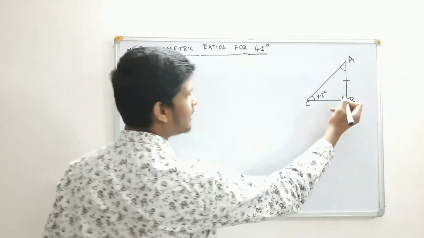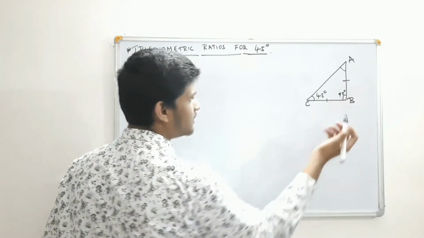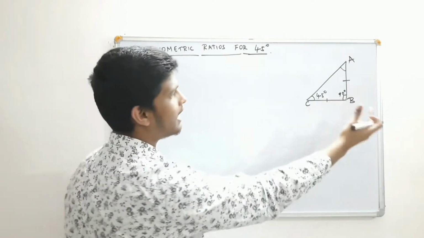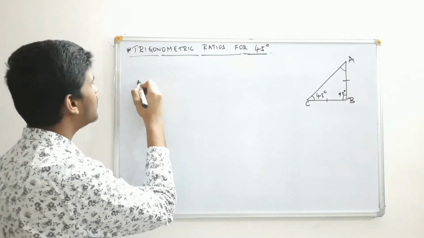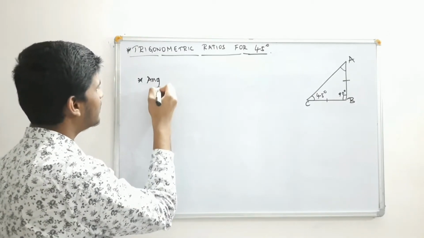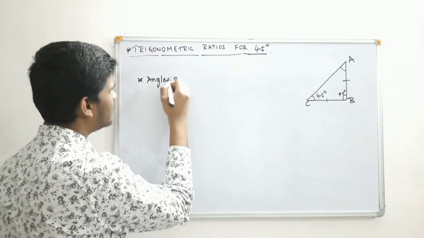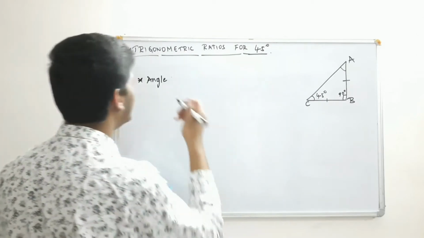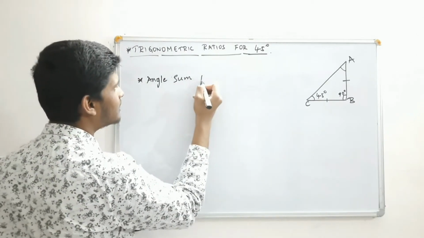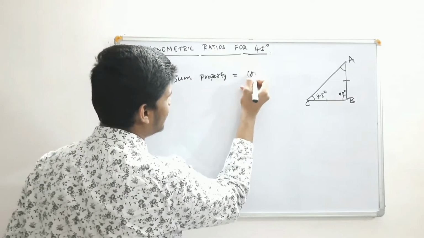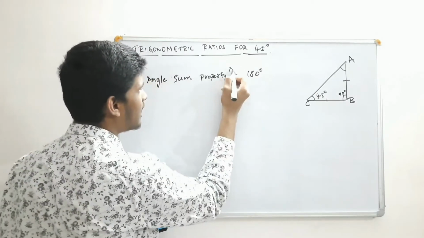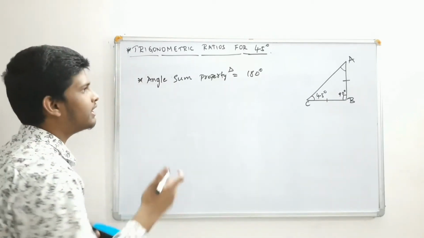And if you notice here, this is 90 degrees and this is 45 degrees. Angle B is 90 degrees, angle C is 45 degrees. So if you know the angle sum property for a triangle, they call it the angle sum property, right? The angle sum property of a triangle is 180 degrees.